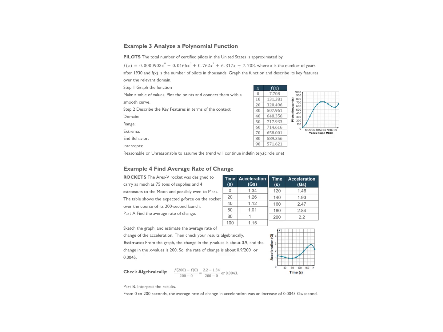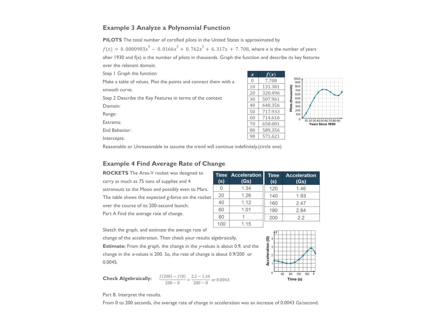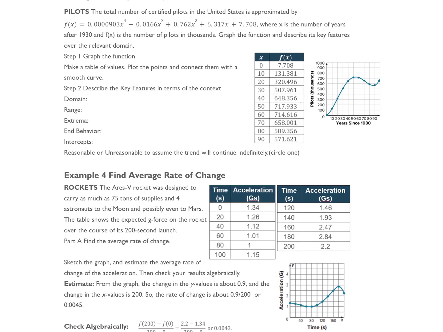So the first step, graph the function. We make a table of values, which we've already done here, and plot the points and connect them with a smooth curve, which we've already given you the graph in the table. All right, so the next thing we're going to do is analyze. We're going to look at the key features in terms of the context.